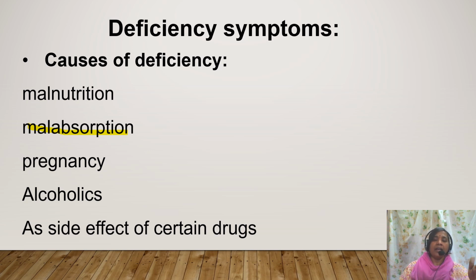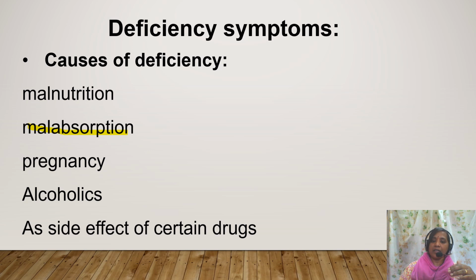And another drug called penicillamine. Penicillamine is a drug given to rheumatoid arthritis patients, and also in case of Wilson disease, a genetic disorder. In such people also, this drug interferes with the absorption of pyridoxine. Hence, the deficiency is seen.